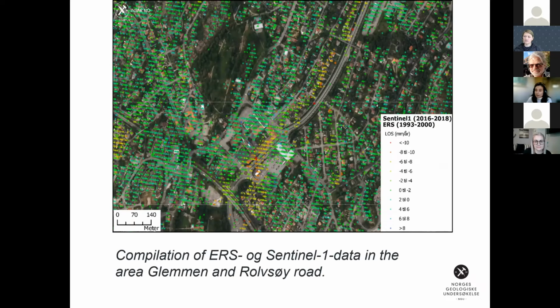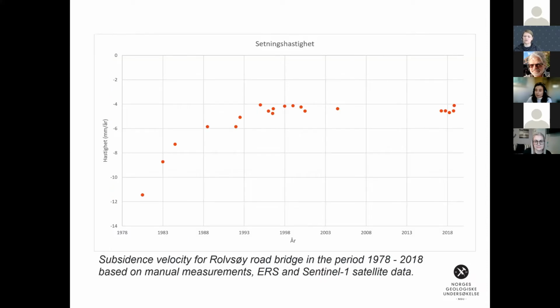And when you combine the two, you see that it's been quite a large subsidence since 1978, and it has been more stable, but the subsidence is now at 4 millimeters a year, which will add up to quite some centimeters over time.